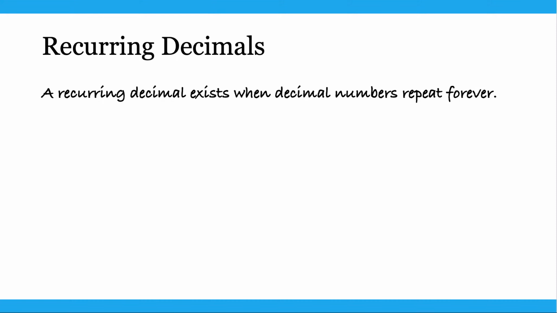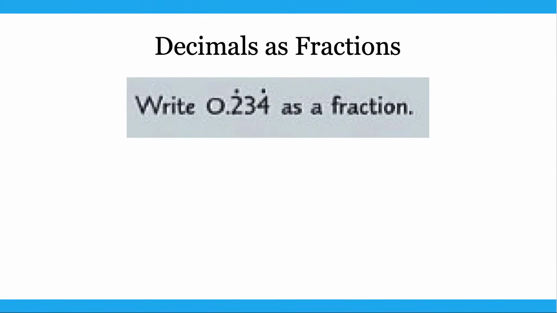Recurring decimals exist when decimal numbers repeat forever. So for example, we have 0.2 with a dot on top. This means 0.2222. This means the number is repeating and this decimal will repeat forever. Okay, so how can we turn these decimals into fractions?